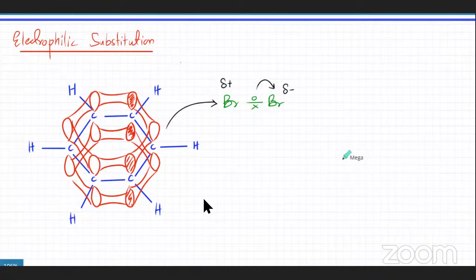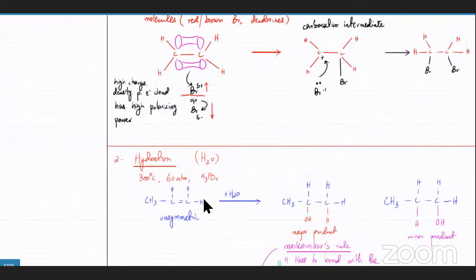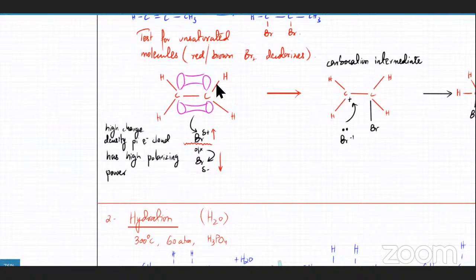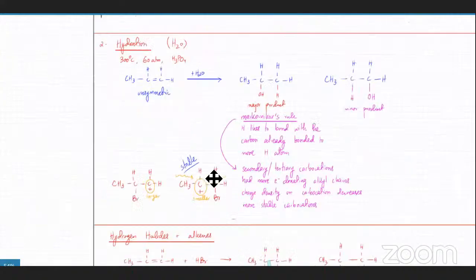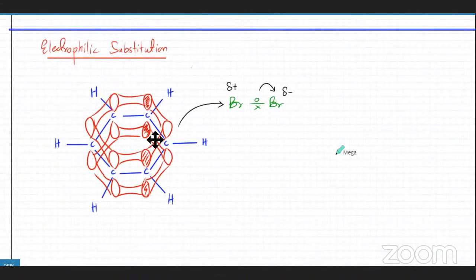Yes. Okay, so the first step is kind of the same as alkenes. You had a pi electron cloud. The electrons over here got pushed away. The positive bromine got attracted to the electrons in the pi electron cloud, and the negative bromine got further repelled. Now coming back to this, the molecule is getting polarized, right?